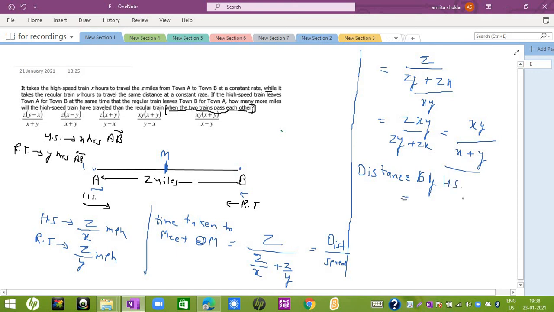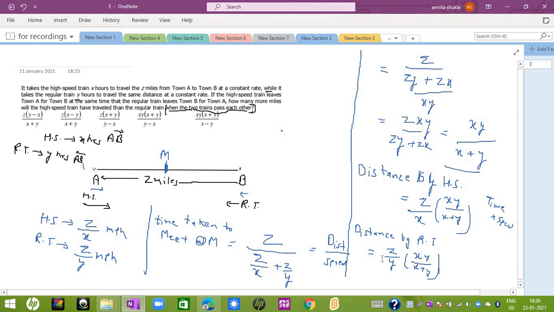is going to be, how do you calculate distance? It's time multiplied by speed. So what is the speed here? The speed of the high speed train is z by x, multiplied by the time. The time that we just got is xy by x plus y. Similarly, the distance traveled by the regular train to reach M from B is going to be speed, which is z by y, into xy by x plus y. Clear?